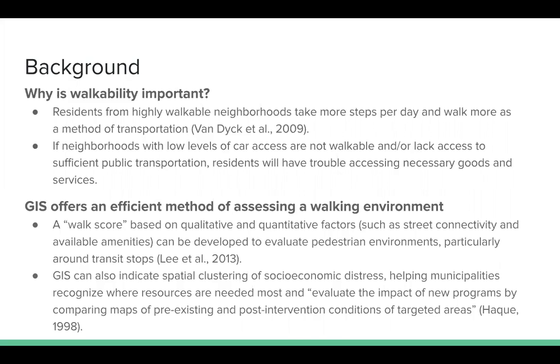GIS offers an efficient method of assessing a walking environment. A walk score based on qualitative and quantitative features, such as street connectivity and available amenities, can be developed to evaluate pedestrian environments, particularly around transit stops. GIS can also indicate spatial clustering of socioeconomic distress, helping municipalities recognize where resources are needed most and evaluate the impact of new programs by comparing targeted areas.